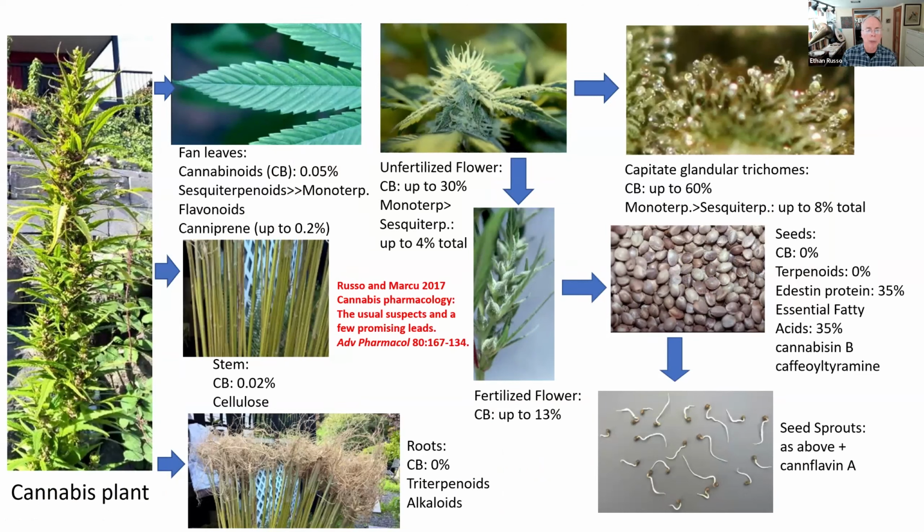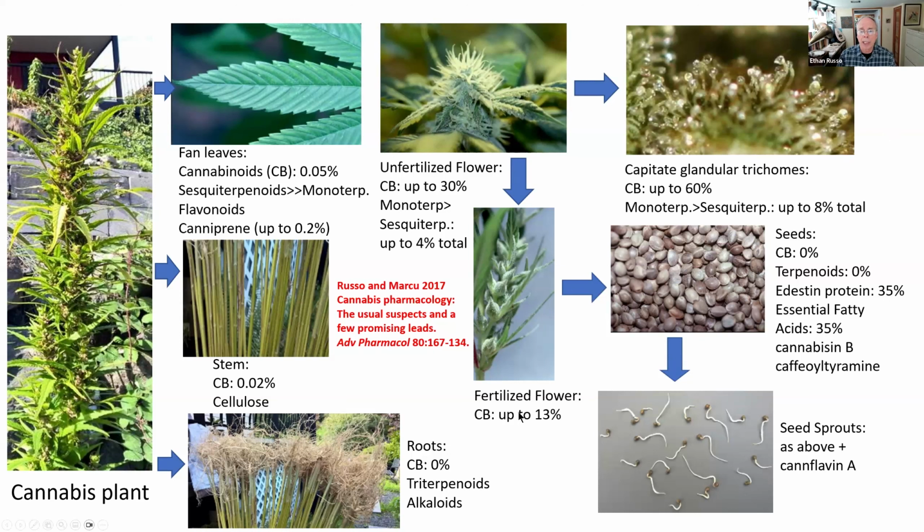So this is from a book chapter, an article that I did with Jahan Marcu a few years ago, and it shows the different parts of the plants. And there's quite a divergence of what they produce. As mentioned, the fan leaves are very low in cannabinoids. They favor sesquiterpenoids over monoterpenoids. They do have flavonoids and a substance, a strong anti-inflammatory called cannflavin, that we'll hear about later.